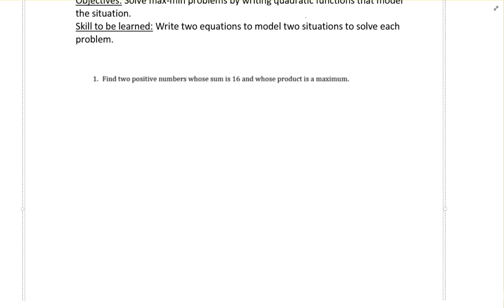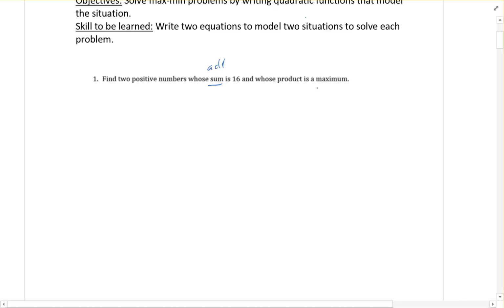So the first one says, find two positive numbers whose sum is 16. Sum means add, right? And whose product is a maximum. Okay, so what we're going to do is make two equations out of what we know here. We're going to call the first number x. Could have called it anything, but we'll call it x. And we'll call the second number y. And what I'll do is go x plus y, because there's sum, adding those two numbers together, is equal to 16. So there, that's one equation done.